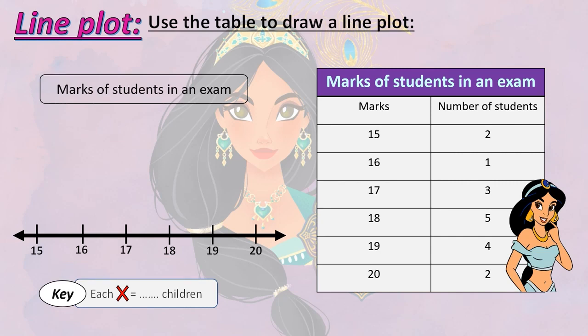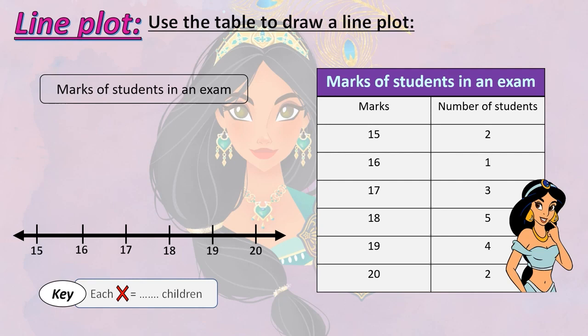Look here, I have a table that represents marks of students in an exam. The first column is the marks of the students in the exam, and the next column is the number of students. So you can see here an empty number line. I need to label this line. Also, I have a title for the line plot, which is marks of students in an exam. Remember, a number line can start at any number and can go on forever.